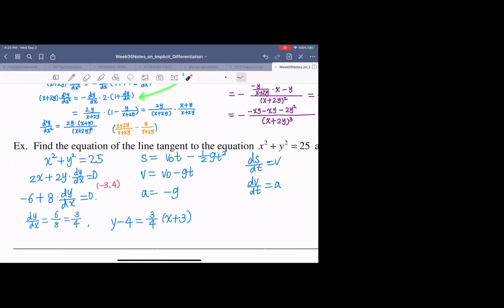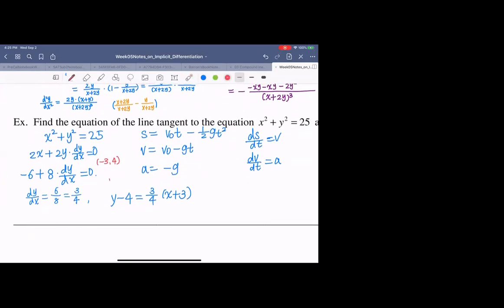Okay. And for your line, you are going to use the point slope format. The point slope format we learned is y minus y0 equals the slope times x minus x0. As you see, your y0 is 4, your x0 is -3, minus -3 is +3, okay? That makes sense? Yes.